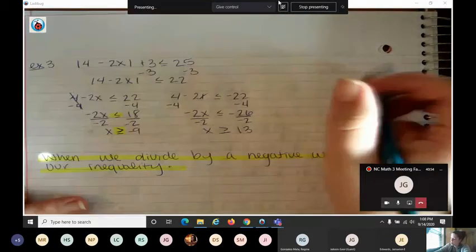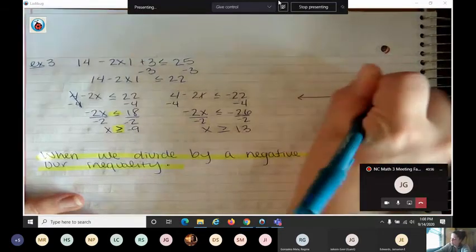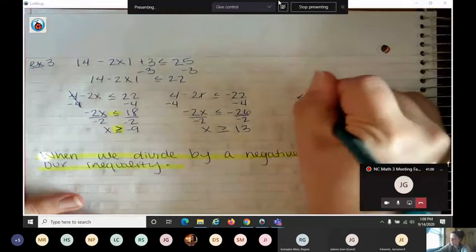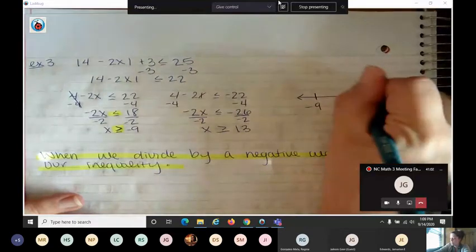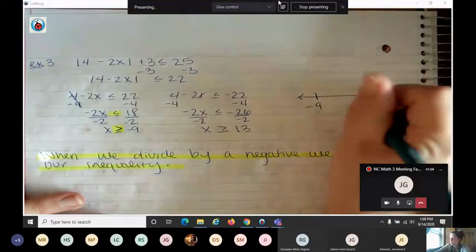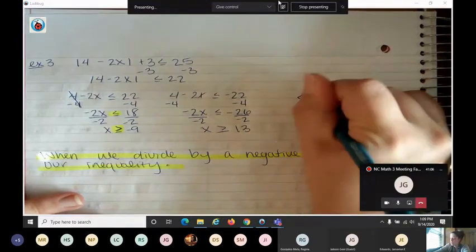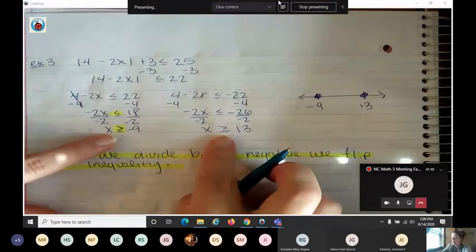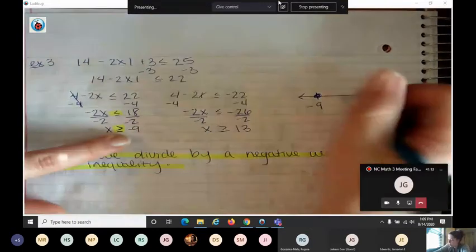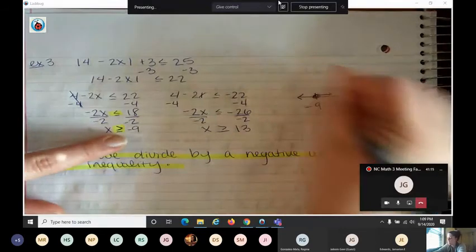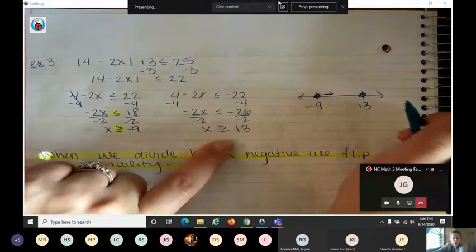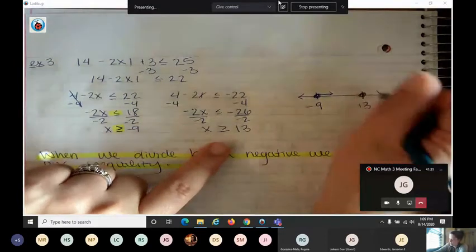Okay, so now when I draw my number line, I should get something a little different. So I have a value at -9. I have a value at 13. They both should be closed circles because they both have an equal to at the bottom. But x is greater than or equal to -9 here, and x is greater than or equal to 13 here.